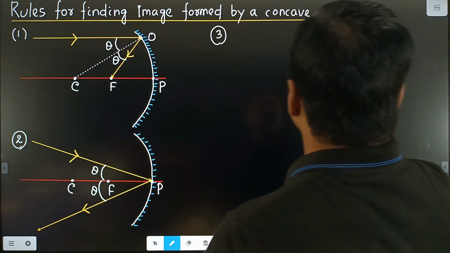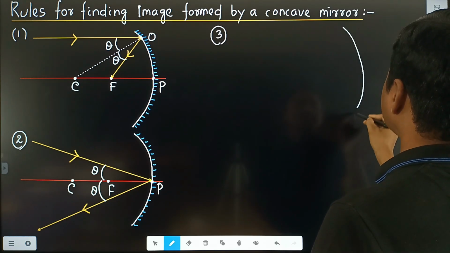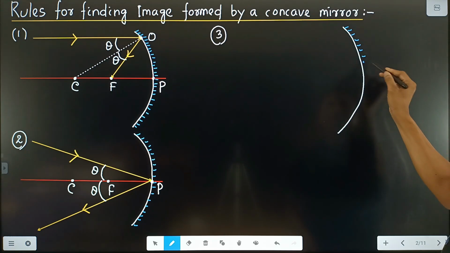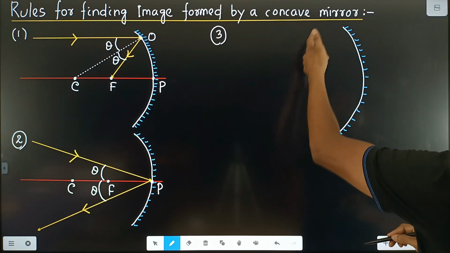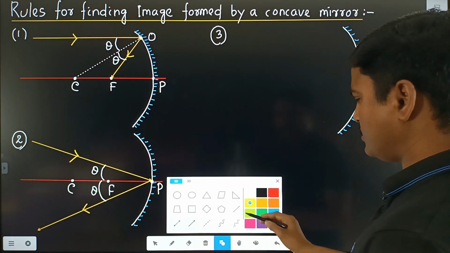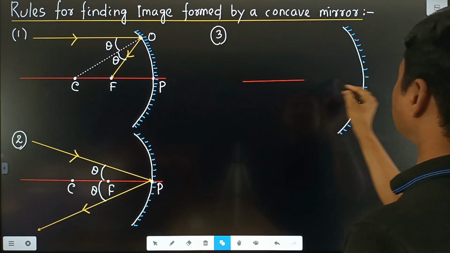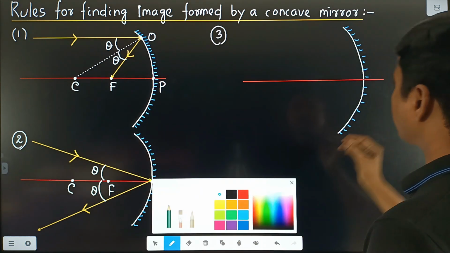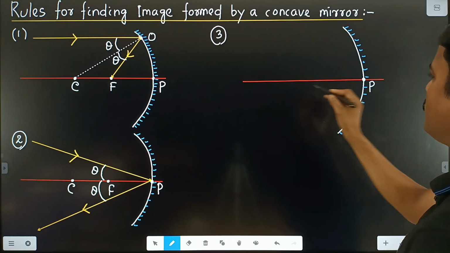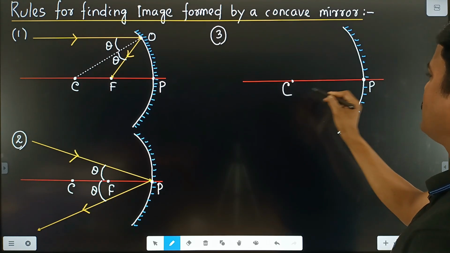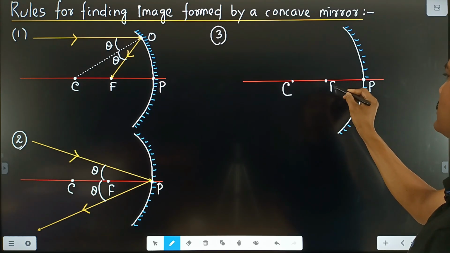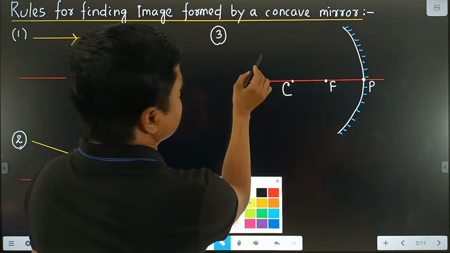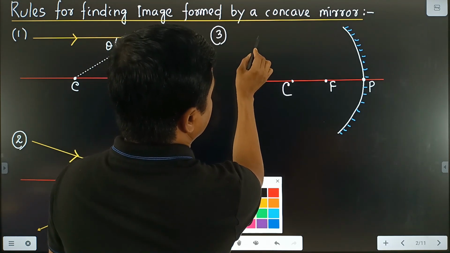Then third rule. Same thing. Here also we take a concave mirror. Its outer surface is silver coated, and this inner surface is the reflecting surface, and we draw the principal axis. This one is the principal axis, and same thing, principal axis passes through the pole. This point is the pole, center of curvature C, and the middle point we write as focus F. Clear? And here suppose the incident ray passes through the focus.